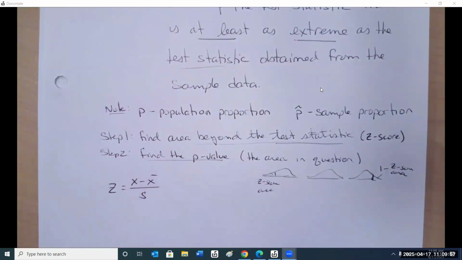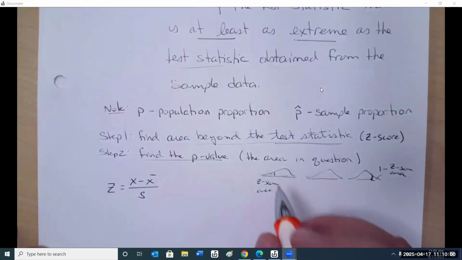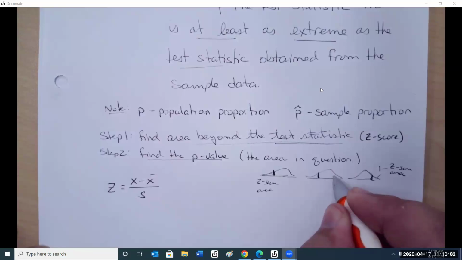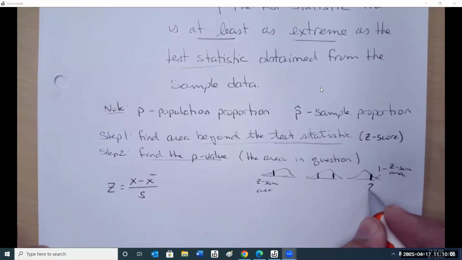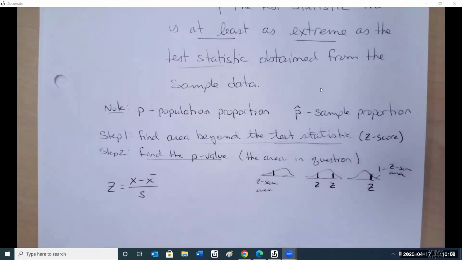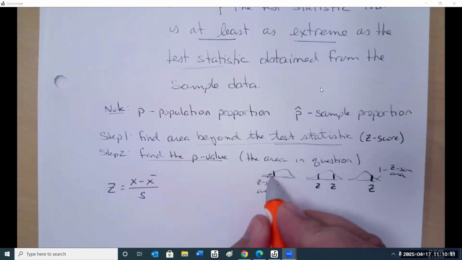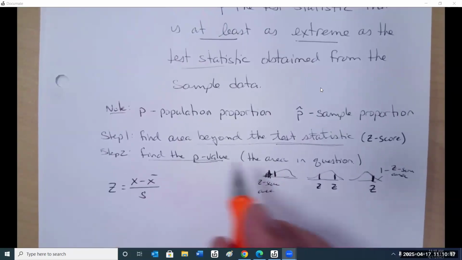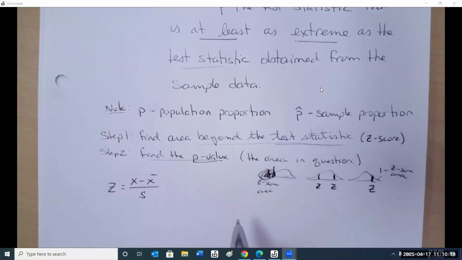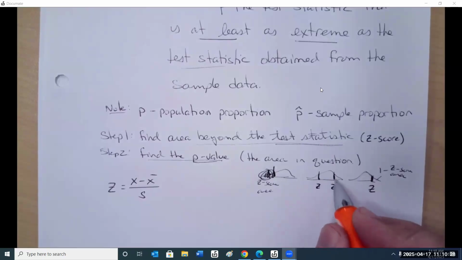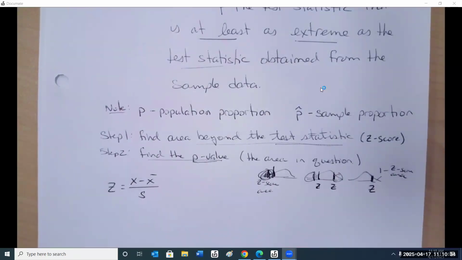Now the p-value, that's the test stuff. The z-score gives us the critical value. If it's a left tail test and our p-value is less than the z-score, then we reject the null hypothesis. If we have a two-tail test and it's either less than or greater than the critical values, then we reject the null hypothesis.